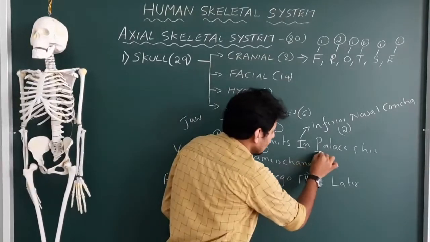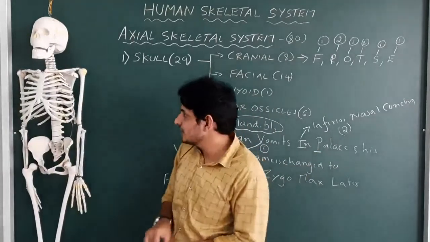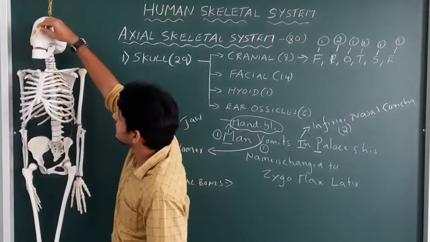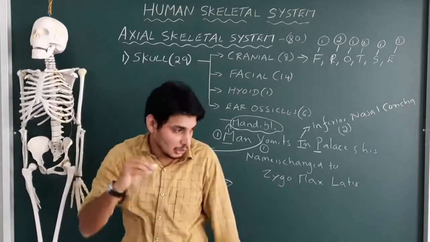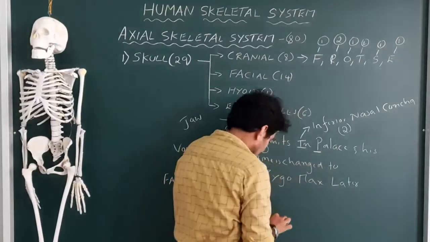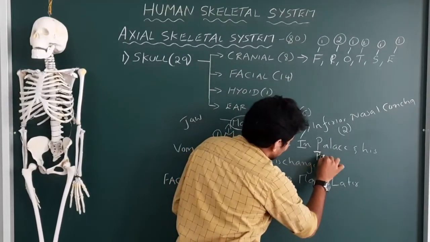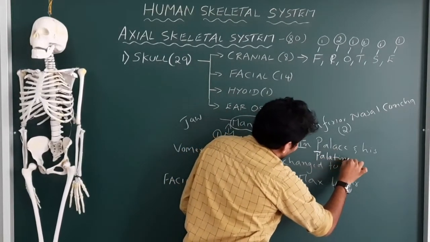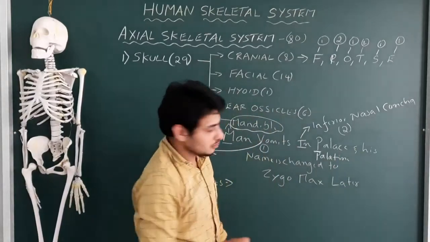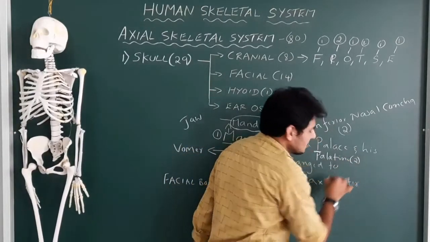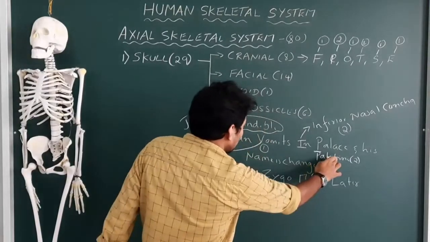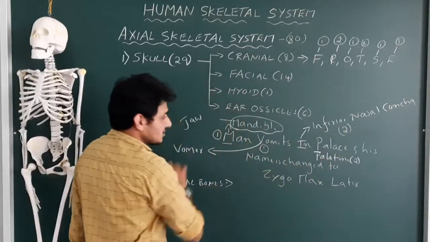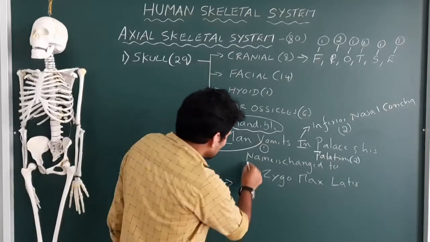Then palace. What is this palace? Palace starts with capital letter P, that is palatine. So palatine is here. I'll show you. Let me write here: P is palatine. How many palatines are there? A pair again. So there are two palatine bones, which are present within the nose itself. Got it? Now 2 plus 2, 4, 5, 6. Still 8 more remaining.